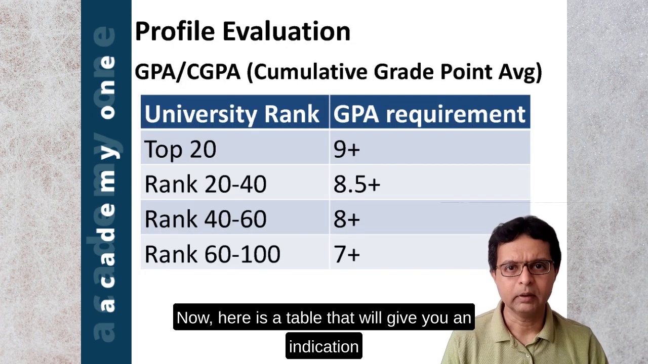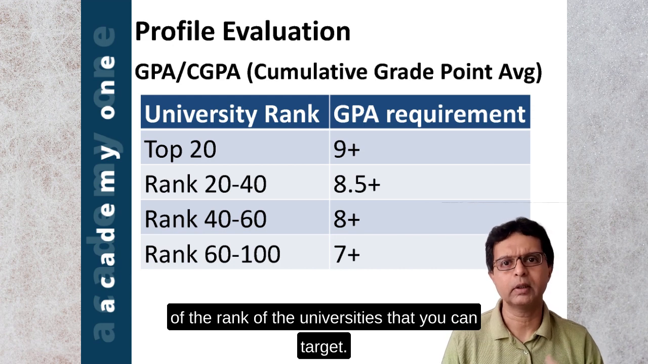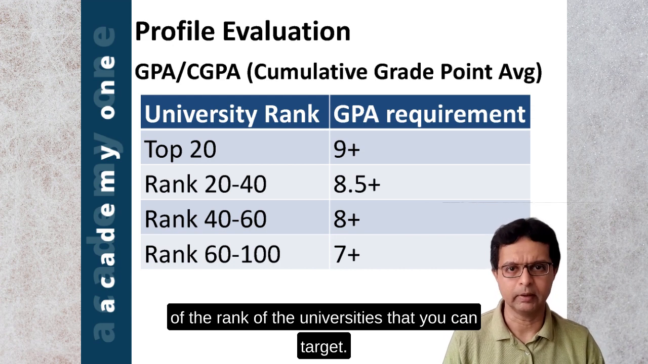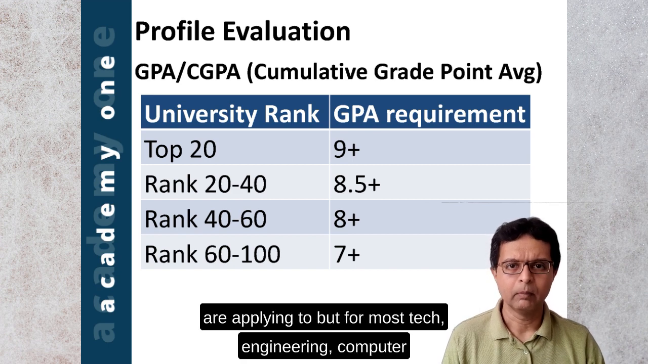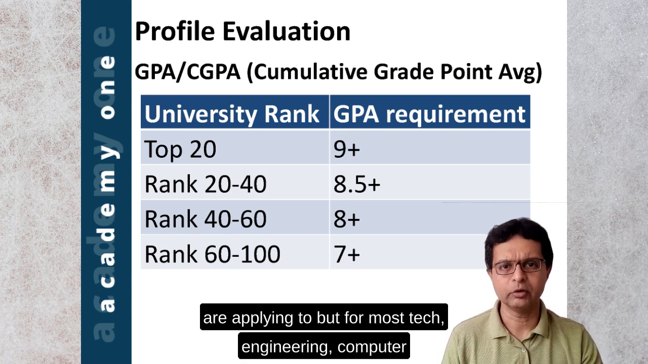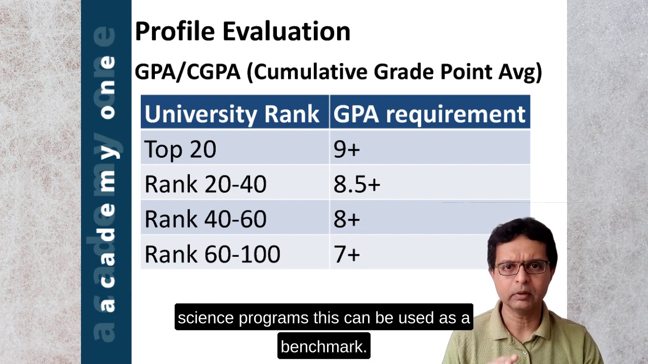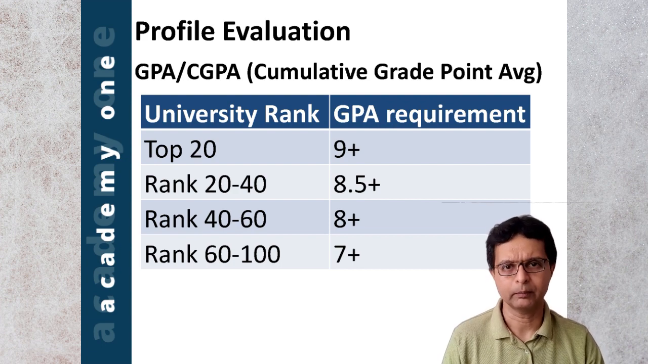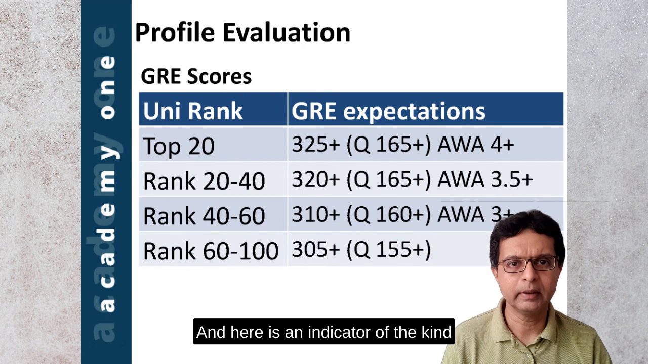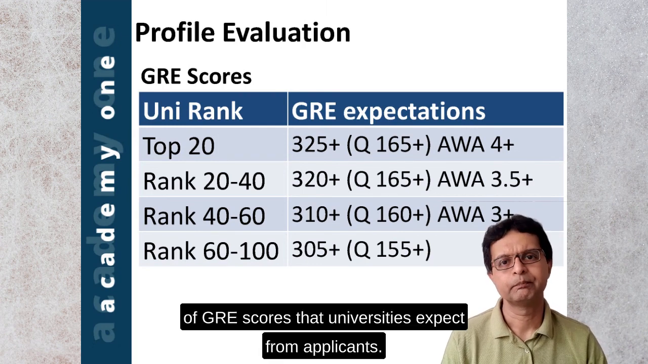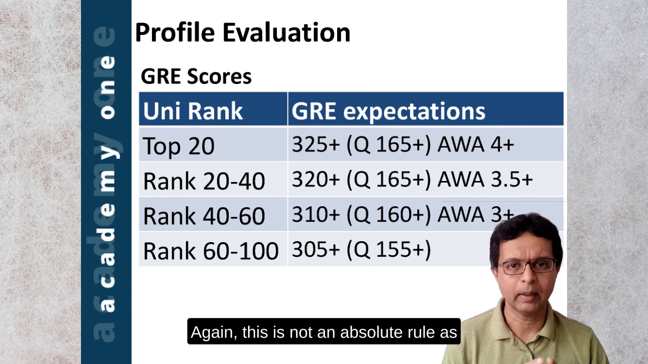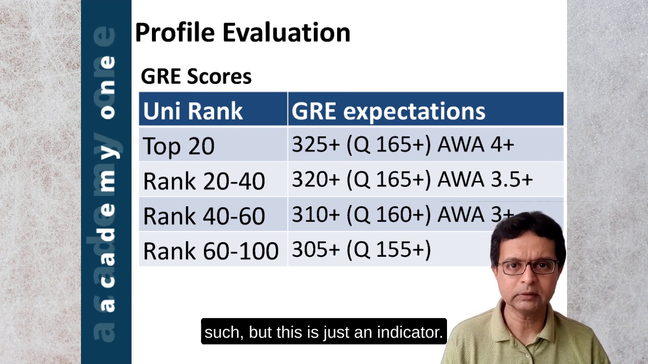Now, here is a table that will give you an indication of the rank of the universities that you can target. Obviously, it would depend on the branch that you're applying to. But for most tech, engineering, computer science programs, this can be used as a benchmark. And here is an indicator of the kind of GRE scores that universities expect from applicants. Again, this is not an absolute rule as such, but this is just an indicator.